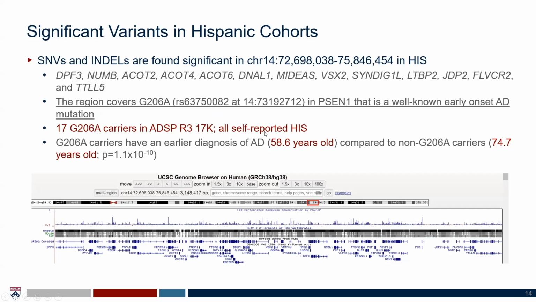And this region, I think we already have several studies on it. If you are a G2068 carrier, then you will have a much earlier onset age of Alzheimer's. That is 58.6 years old, compared to if you are not a carrier, it's going to be 74.7 years old. And you can see that is quite different between these two onset ages. So if you are a carrier, then you will have such a huge risk of early onset Alzheimer's.